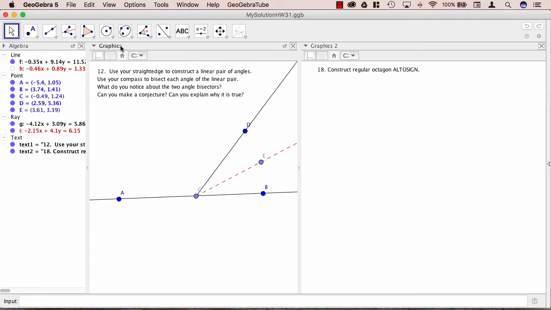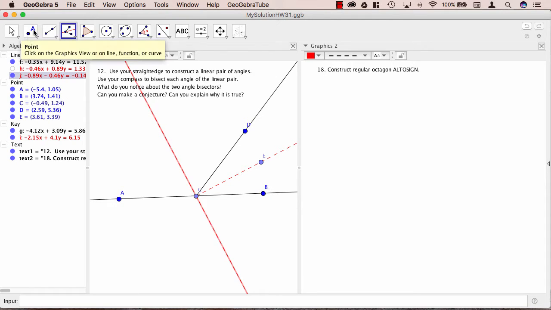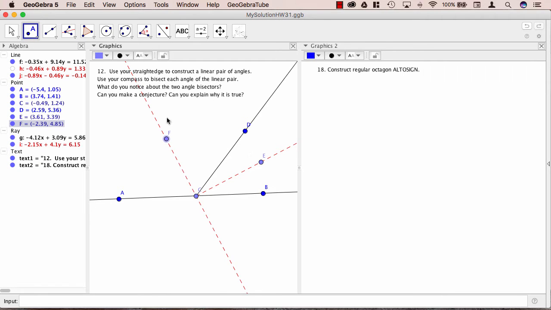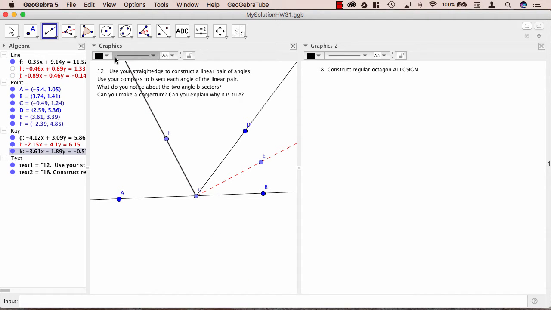Let's repeat that process to bisect the obtuse angle, angle DCA. So we're going to use the angle bisector tool again, and we're going to put a point on that angle bisector, create a ray from this vertex through that point, hide the line, and make the angle bisector stand out. Okay, so there we have two angle bisectors. Angle bisector CE is bisecting the acute angle. Angle bisector CF is bisecting the obtuse angle.